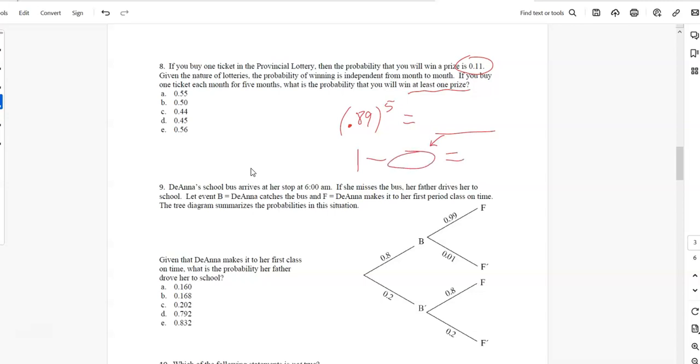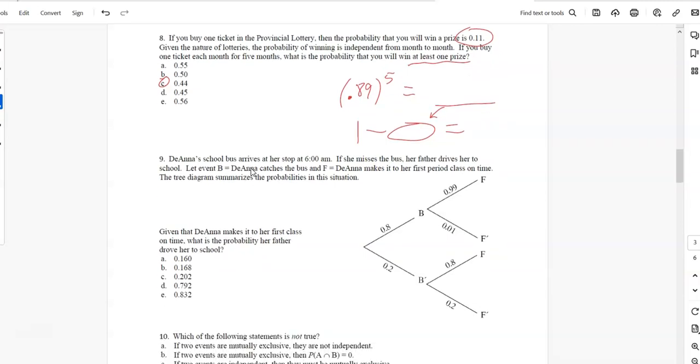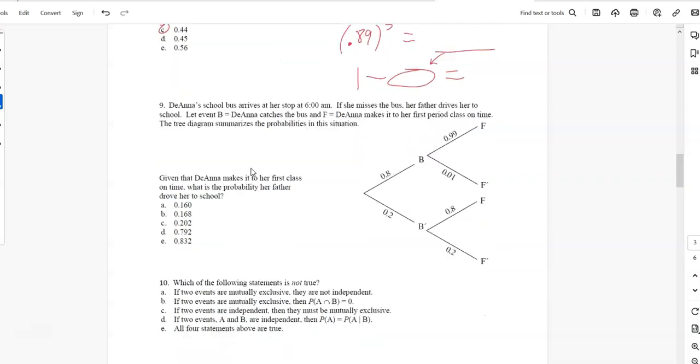And when you do that, the answer is C, because that's the complement. The complement of winning at least one prize is not winning any prizes, and that's actually much easier to calculate than the probability of winning at least one, which would be very complicated.